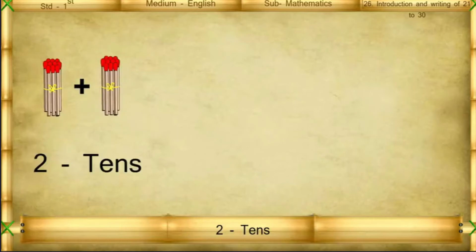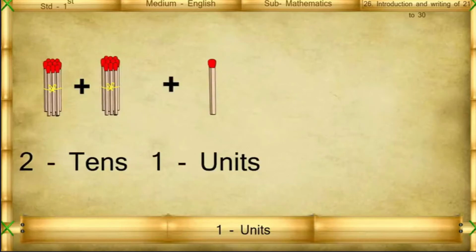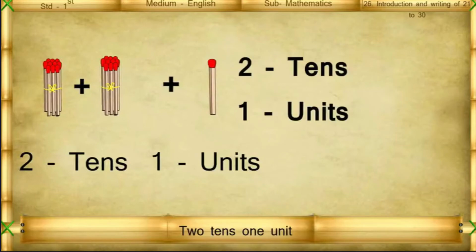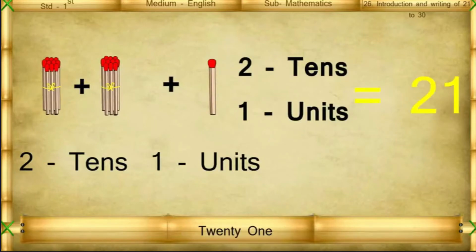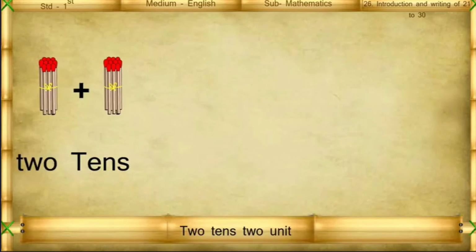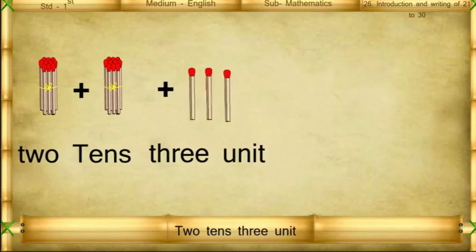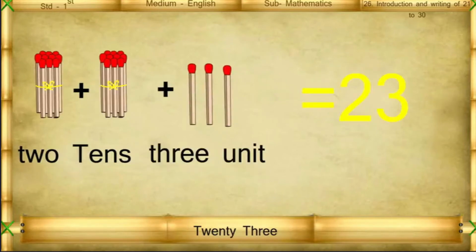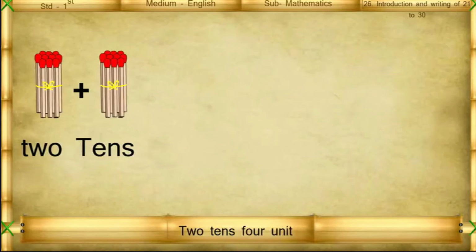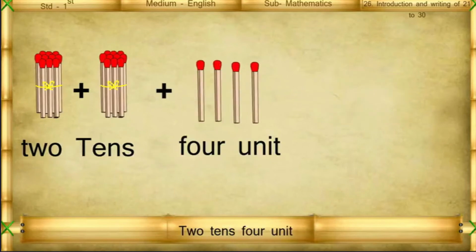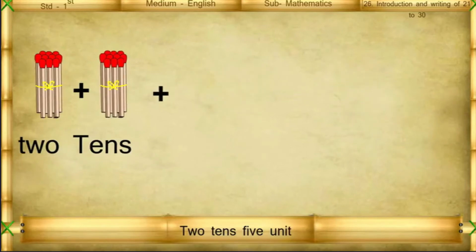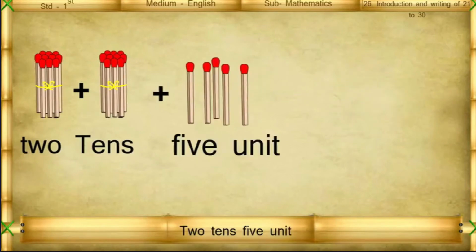2 tens, 1 unit. 21. 2 tens, 2 unit. 22. 2 tens, 3 unit. 23. 2 tens, 4 unit. 24.